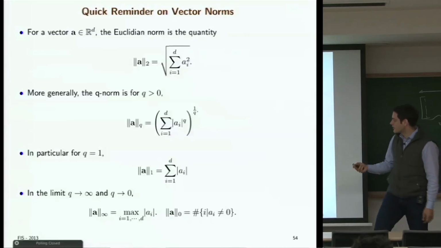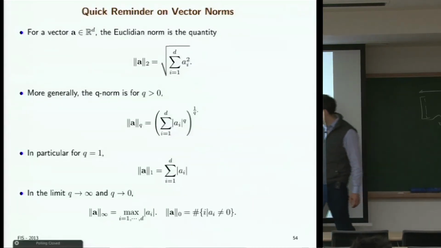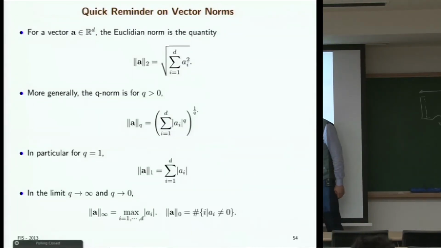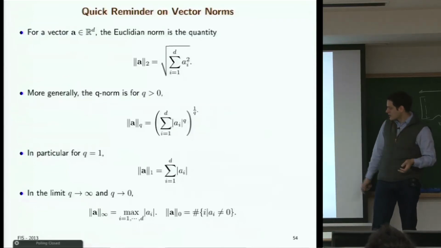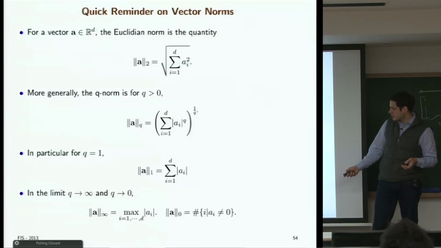And in particular, there's a famous and important one norm, which is the 1 norm. It's also called the Manhattan norm. It's just the sum of the absolute values of a_i. And then there are other things that you can see. There's the infinity norm, which is the limit of this when q goes to infinity. And there's the 0 norm, which is the limit of this when q goes to 0.